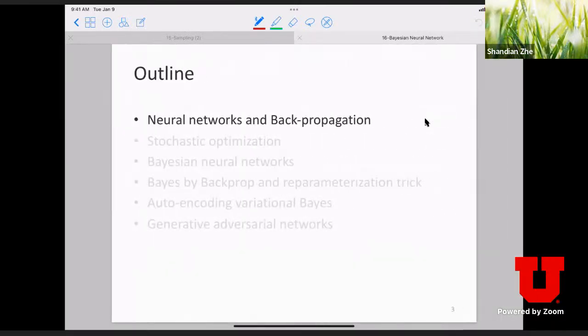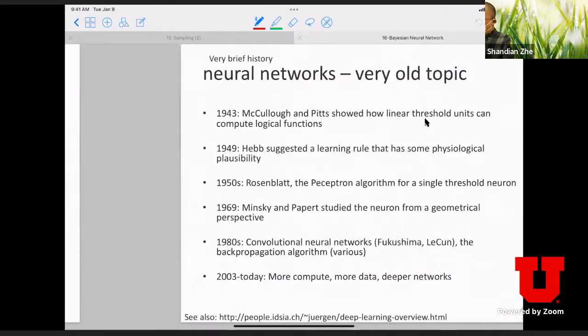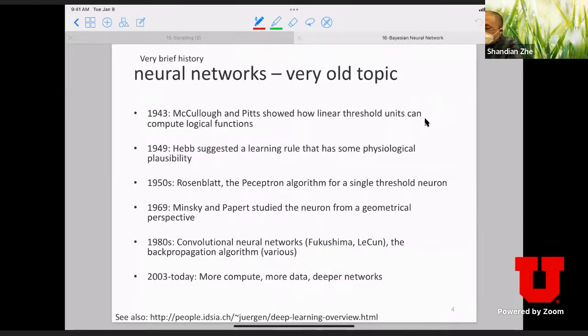Okay, so first we'd like to introduce what neural networks are and what backpropagation is. Although neural networks are very hot right now, it's actually a very old topic, and the development of neural networks has gone through depression and resurgence, like a wave. It's not a constantly growing thing. It can be traced back to 1943.